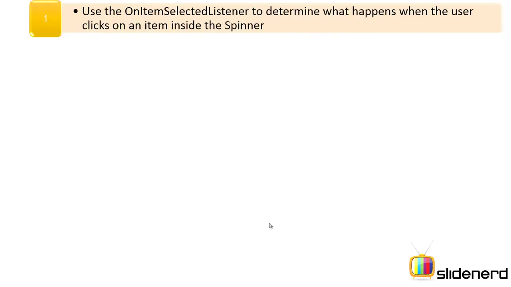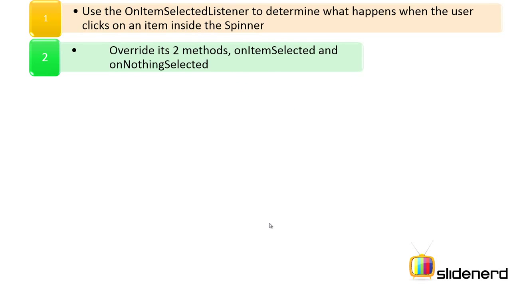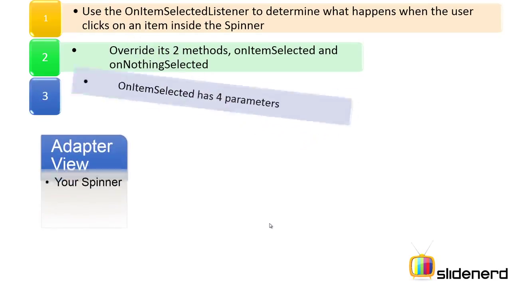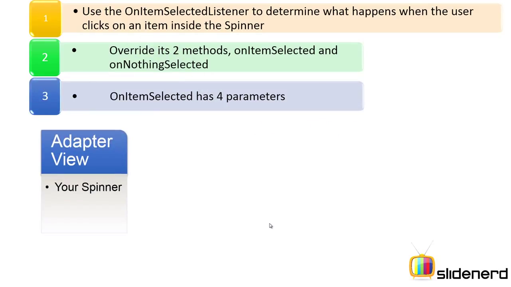So after this point, you are left to decide what should happen when the user selects an item. So again, step 1, use the onItemSelected listener to determine what happens when the user clicks on an item or selects an item. Step 2, 2 methods, onItemSelected, onNothingSelected. Step 3, the onItemSelected is the main method that we want to deal with.